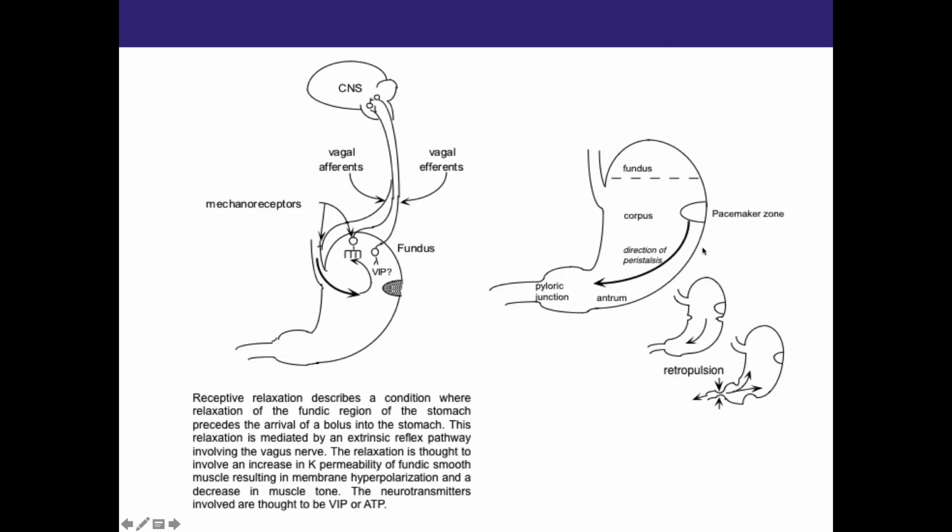So retropulsion is when that food enters into the pyloric junction, there's going to be an immediate constriction of the pyloric junction, and then it's going to kick the food back into the stomach, part of that mixing process. That's called retropulsion. So again, a lot happening during the gastric phase. Yes? So back to the efferents and afferents, yep.